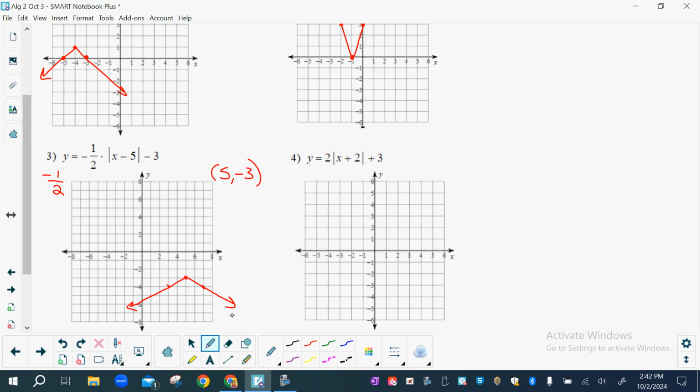So what about number 4? What's the vertex? -2, 3. And then what's our slope on this one? Yep, 2/1. So -2, 3. And then the slope is up 2, right 1, and then how do we get the other part of our V? Up 2, left 1.